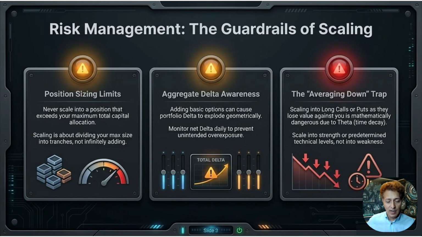There are times where, apart from scaling in and scaling out, you should also implement, as we discussed in other video lessons, rolls, where you roll up or you roll out or you roll up and out, and you keep readapting the position. Your delta is truly under control, and you never have a large gamma value changing your delta too fast.